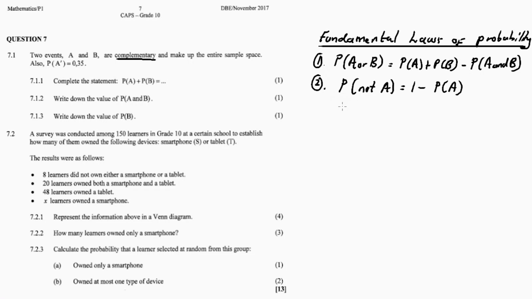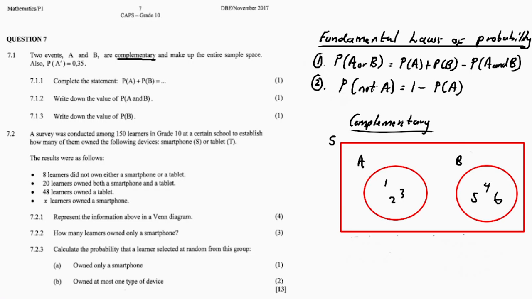laws of probability. So on such questions where you need to find the probability of A or B, A and B, know that the fundamental laws of probability are very useful, right? So these are the fundamental laws of probability. I hope you still remember them. And then we have complementary events. So just a brief recap as to what complementary events are.